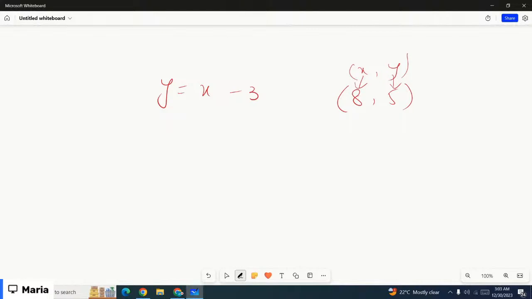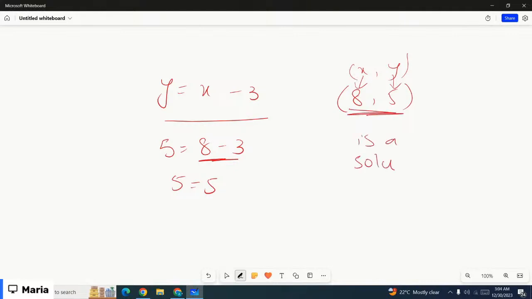So you have to replace the variables with the values in this equation, and see if both sides of the equation are exactly equal, right? y is 5, x is 8. 8 minus 3, 8 take away 3 is 5. So you can see 5 equals 5. Both sides are exactly equal. That means yes, (8, 5) is a solution of the equation y equals x minus 3. Got it? That means the point satisfies the equation. So the correct option is yes, the point satisfies the equation.